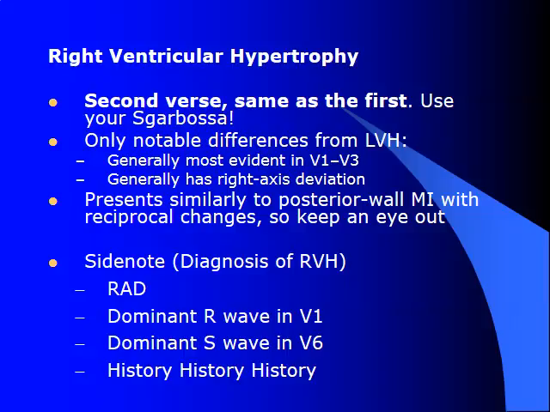Diagnosing RVH, we'll look for right axis deviation, a dominant R wave in V1, a dominant S wave in V6, and history is a very big indicator. We need to be talking to our patients about history of lung problems. This is most commonly seen in patients with chronic COPD, emphysema, and asthma, due to the increased vascular resistance against the lungs. It causes that ventricle to have to pump harder to pump blood into the lungs.